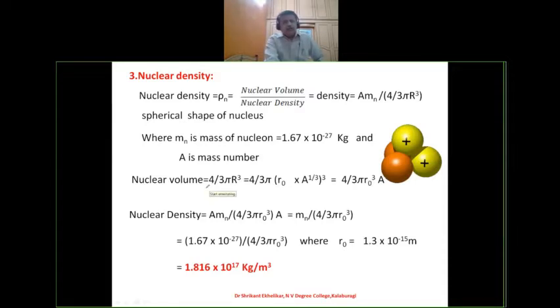So, nuclear volume is 4 by 3 pi R cube. For capital R, we substitute r naught into A raised to 1 by 3, whole cube. So it is 4 by 3 into pi r naught cube A. Then nuclear density is mass divided by volume, where mass is A into Mn.